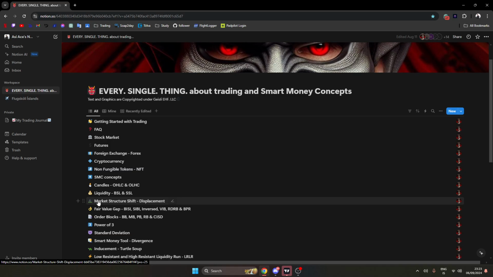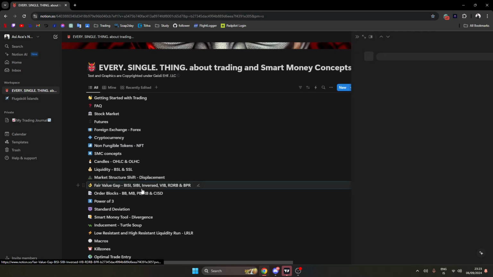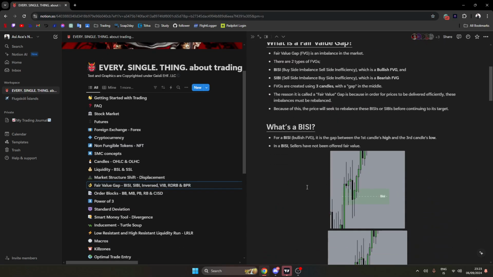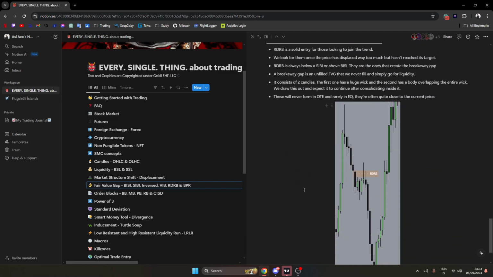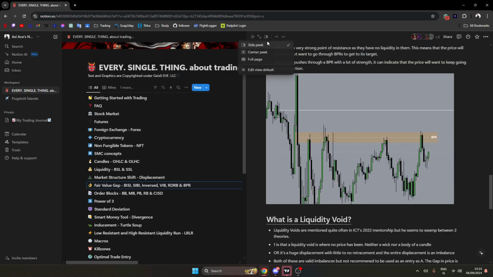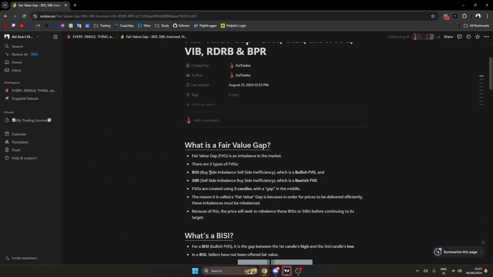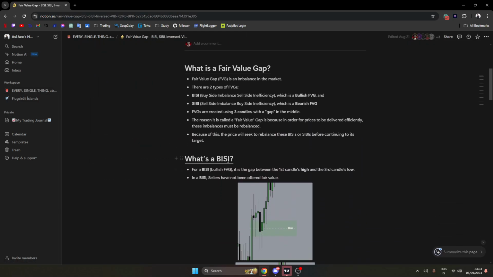So now we're going to go into the fair value gaps. All the types of fair value gaps and each and every one. You can see this is a lot of stuff to go over, but let's do this relatively quickly, but I'll explain everything in detail, so don't worry.